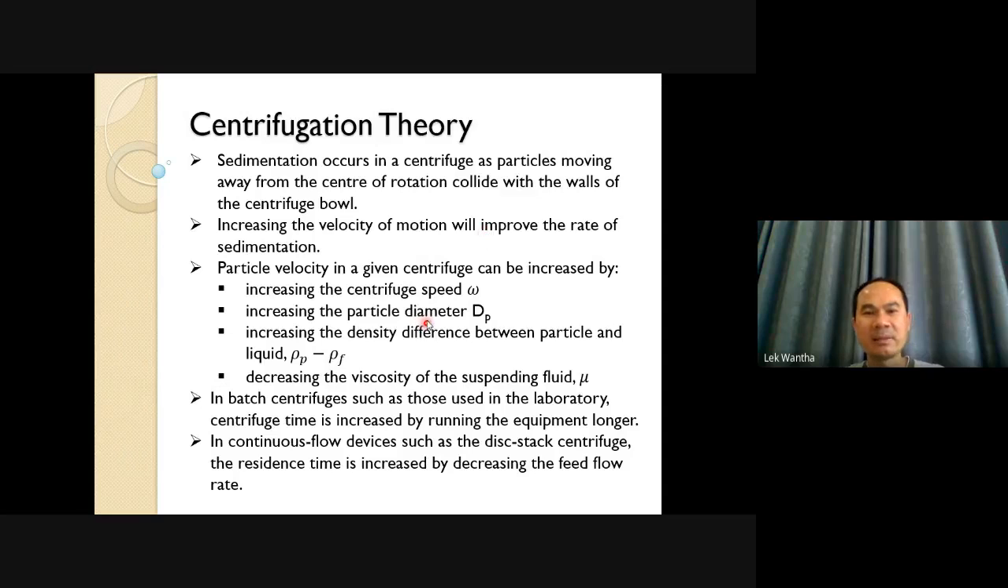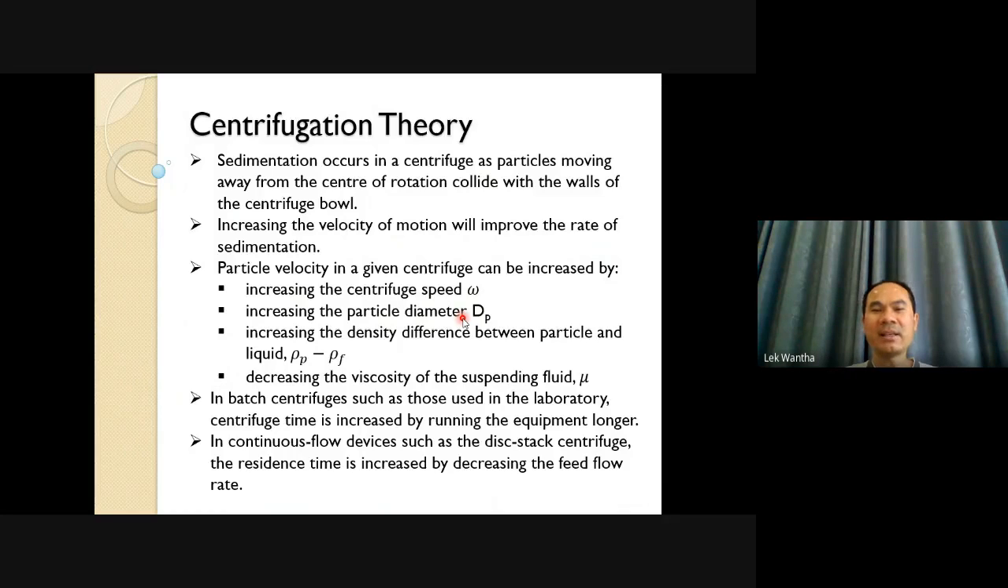Also, the particle velocity in a given centrifuge can be increased by increasing the centrifuge speed. You can also increase this velocity by increasing the diameter of the particle. If the particle has a larger size, it will increase the velocity and also improve the rate of sedimentation.